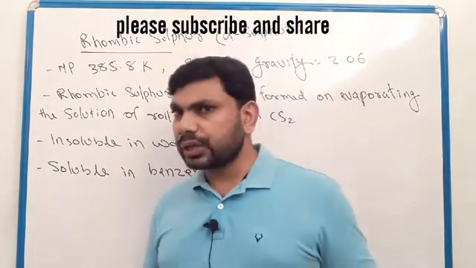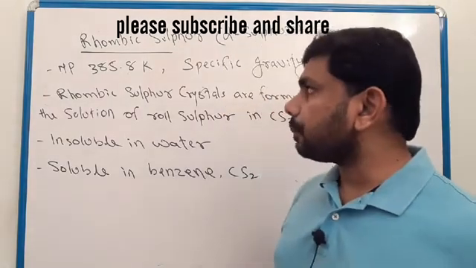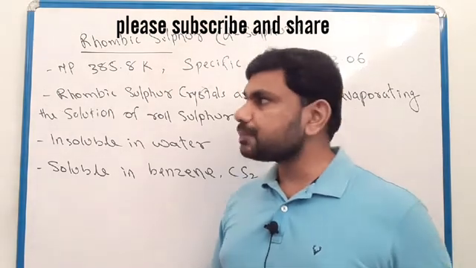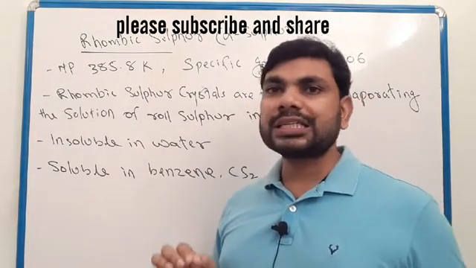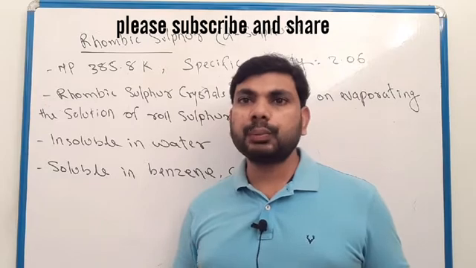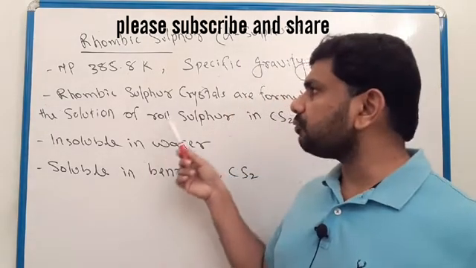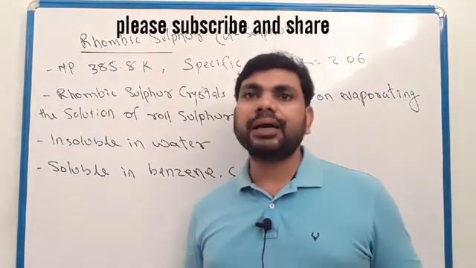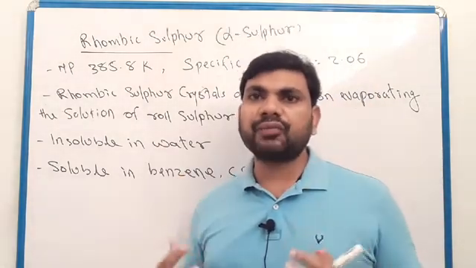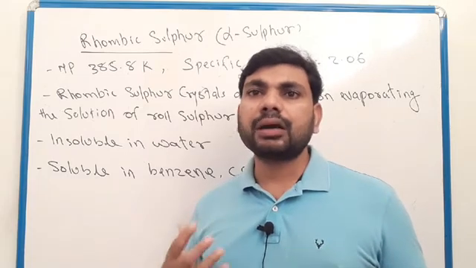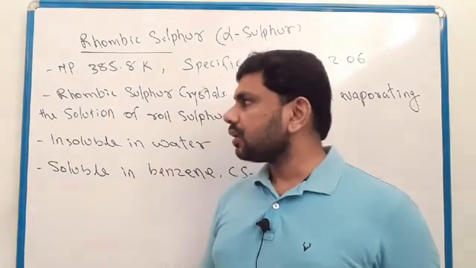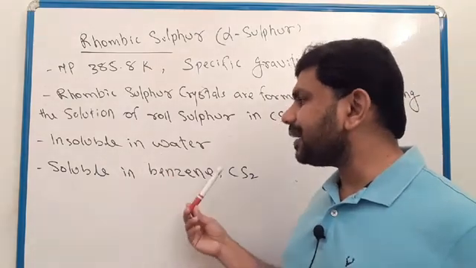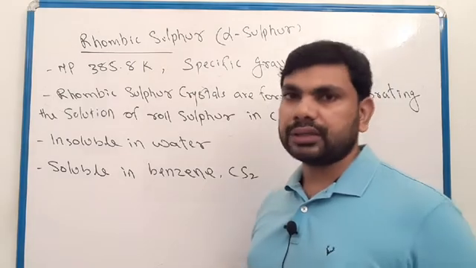So here we discussed rhombic sulfur: melting point 385.5 Kelvin, specific gravity 2.06. Rhombic sulfur crystals are formed by evaporation of a sulfur solution in carbon disulfide. Rhombic sulfur is insoluble in water, but it is soluble in benzene and carbon disulfide.